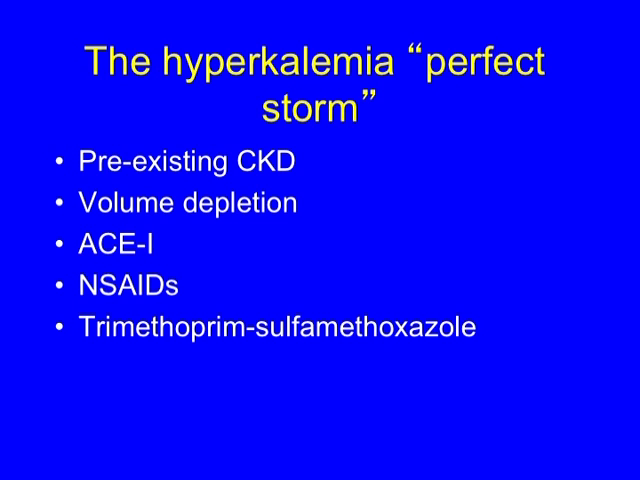Now, of course, the more advanced the chronic kidney disease, the more likely the patient is to develop hyperkalemia as a complication of treatment with RAS blockade. So one has to think about, what are the risk factors for development of severe hyperkalemia? And this is what I call the hyperkalemia perfect storm. A patient who is on an ACE inhibitor or an ARB, has pre-existing chronic kidney disease, comes in volume depleted, taking some NSAIDs, and throwing in some Bactrim for good measure.